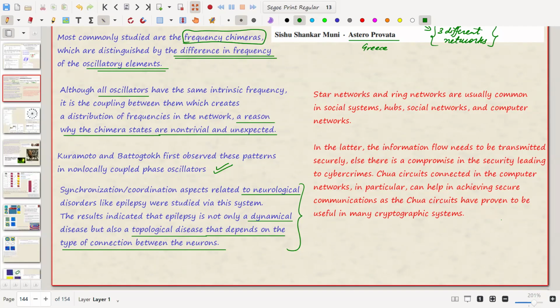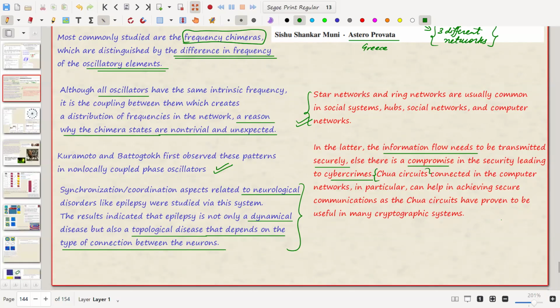So, some applications, I should have told this before. Star and ring networks are common, like in hub systems, social systems, or even in computer networks. You get this when you connect LAN wires. There is a hub, you put in one LAN wire, and there are five ports coming out. You can connect 5 computers. That is an example of a star network. It looks like a box, but actually it's like a star because you are giving one to multiple. So the information flow can transmit securely. Otherwise there can be a compromise in security leading to cyber crimes.